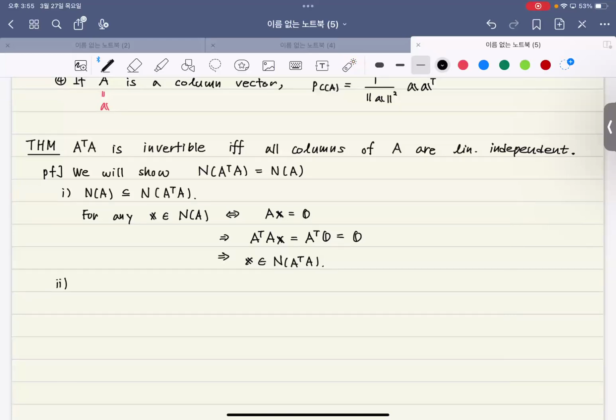Now, for the other inclusion, again, I want to choose any typical element from the null space of A transpose A.